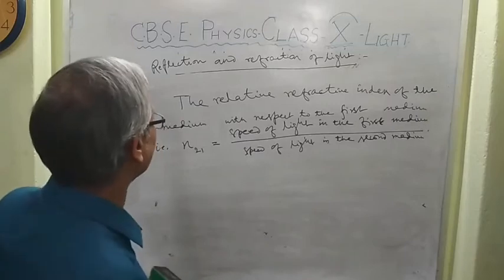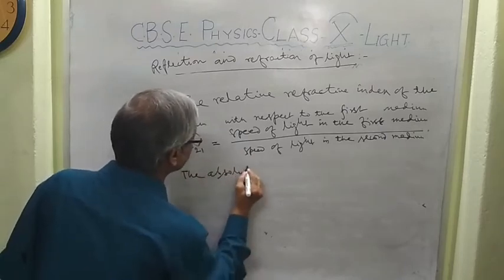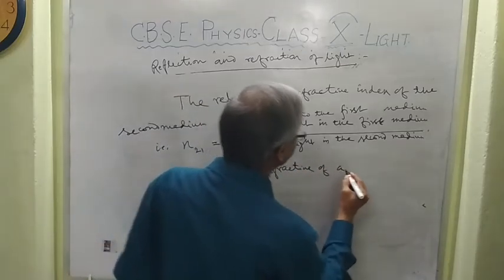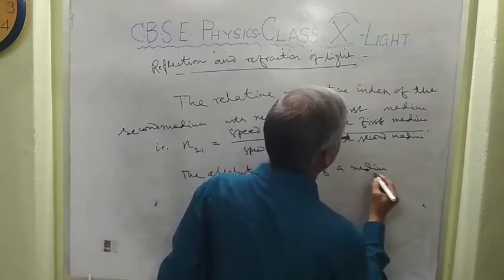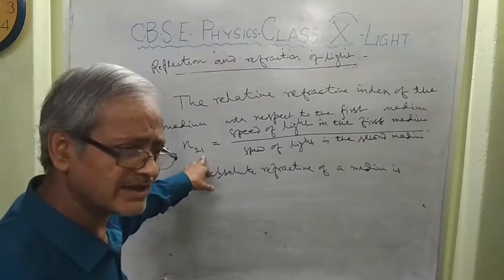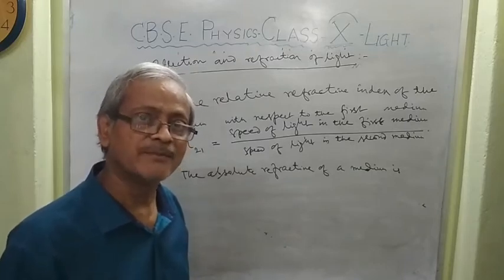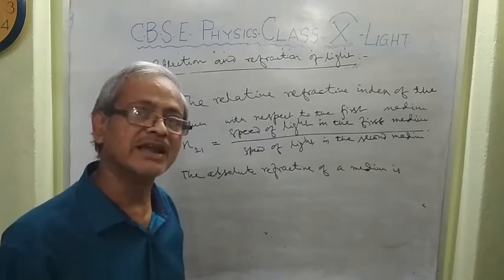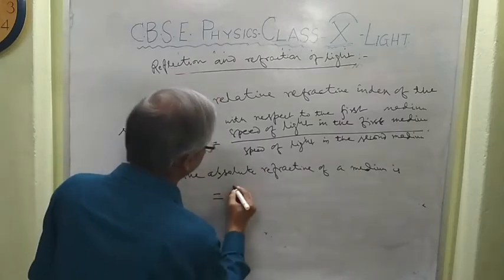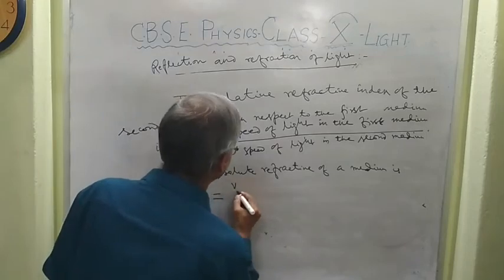Similarly, in a similar way, we write the absolute refractive index of a medium. Here we do not write a suffix, it is not required. If required, then we write it as n1, n2, n3, n4 and so on for the first, second, third or fourth medium respectively. The absolute refractive index of a medium is equal to velocity of light. Here, the first medium is vacuum, that is empty space, free space.